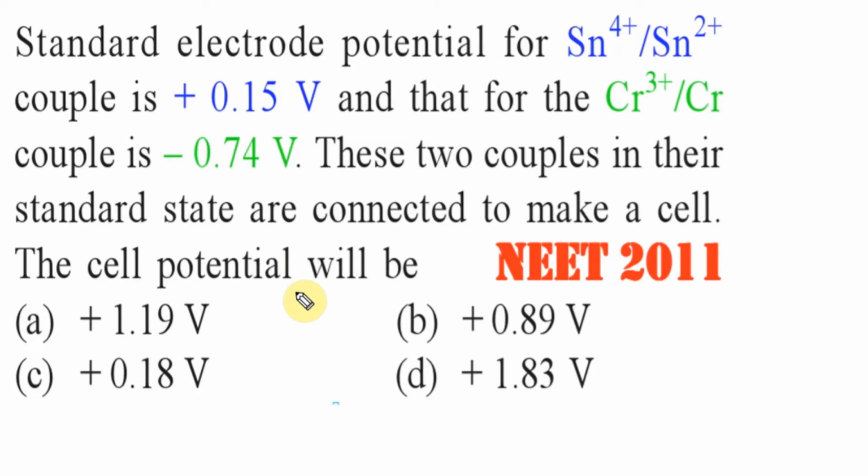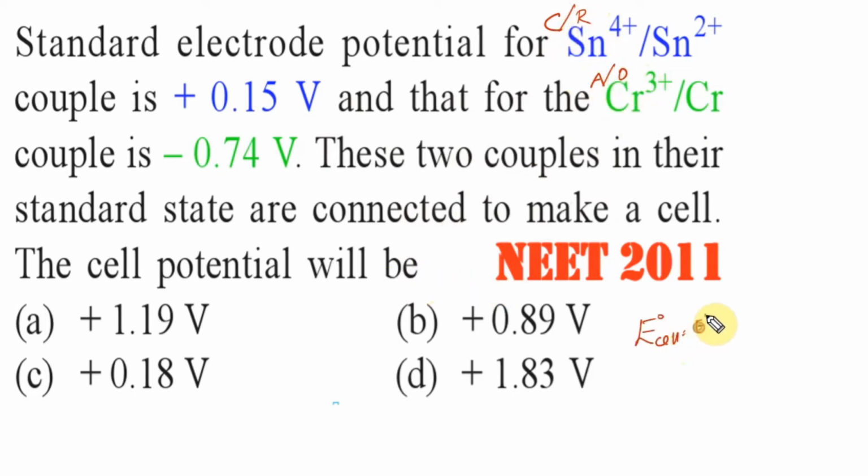Let's look into a NEET 2011 question. The standard reduction potential for the tin couple is given and that for the chromium couple is given. So right from here we can make sure that this is reduction, this is also reduction. So they're talking about the same type of reaction. That also tells me that tin 4+ loves to get reduced more than chromium getting reduced because of the values. This is positive, this is negative. These two couples in the standard state are connected to make a cell. So obviously this is going to be our cathode, this is going to be our anode. Reduction is going to happen, oxidation is going to happen.